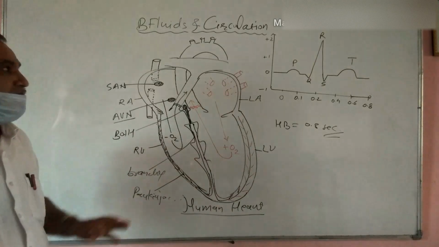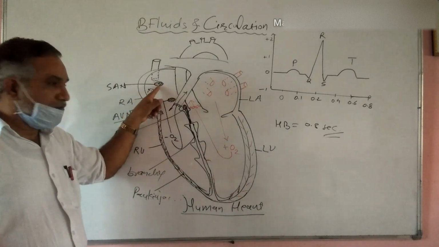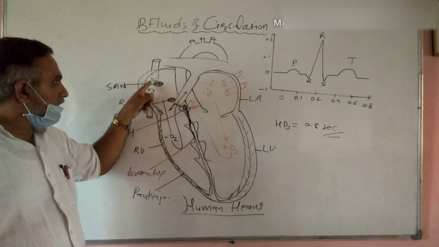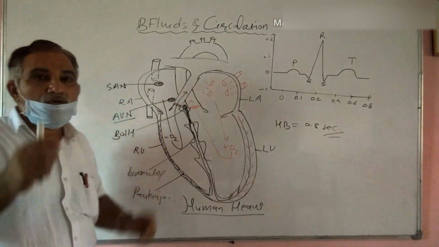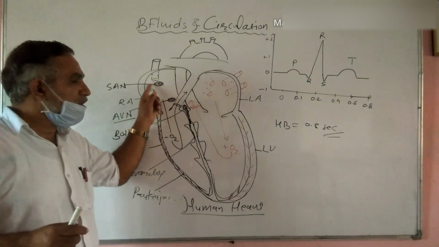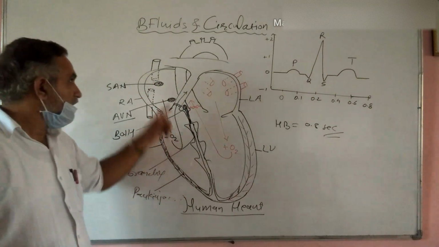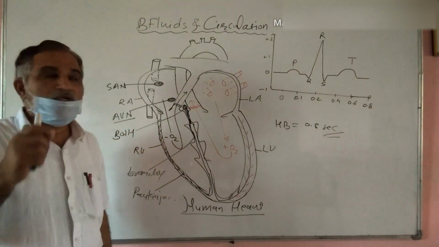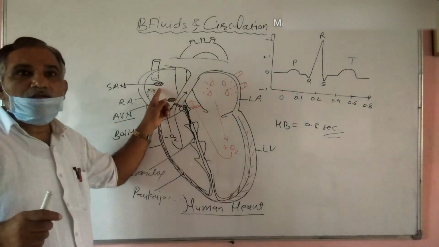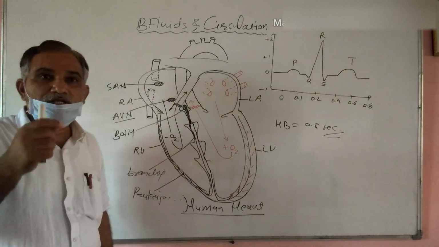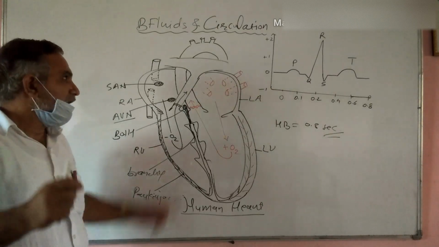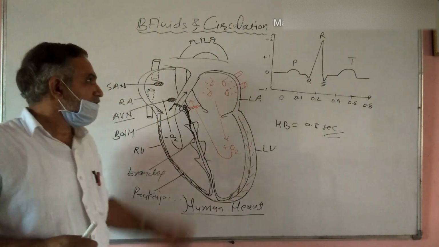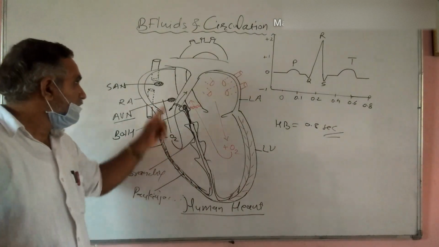Then what happens here? Here this is the sinoatrial node, which is lodged near the opening of the superior vena cava. This sinoatrial node is the modified nodal tissue, and this modified nodal tissue is responsible for the generation of the electrical signal. So how does it happen? That is the most important event here for the working of the heart.